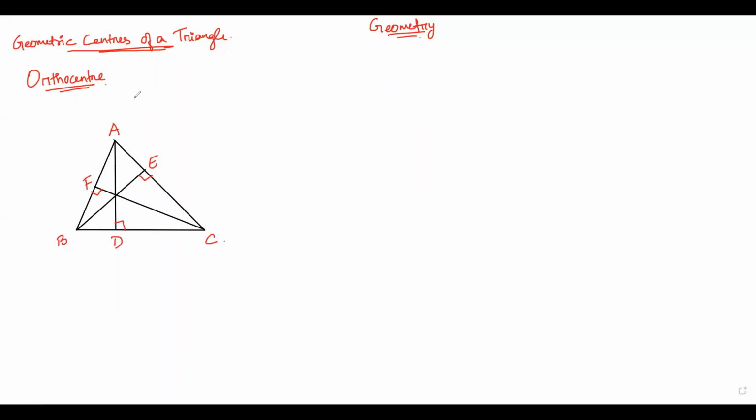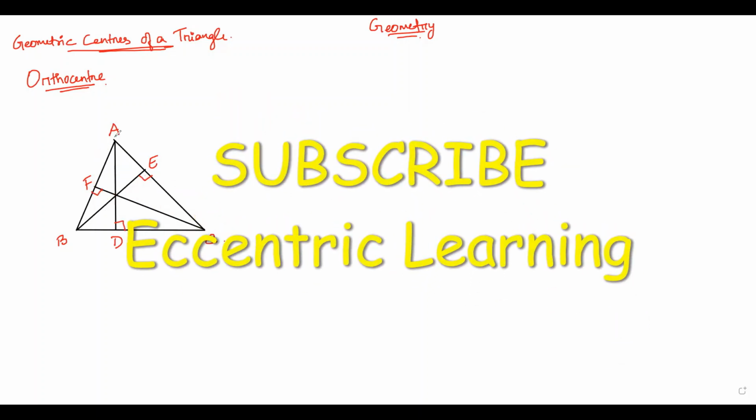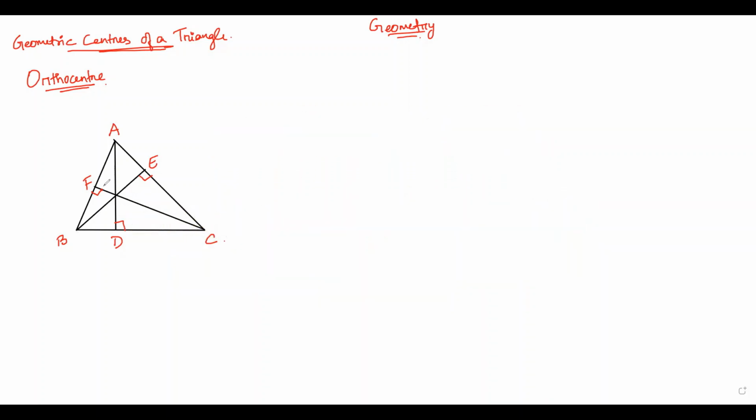Now let us see what is an orthocenter of a triangle. Suppose we have a triangle ABC such that from the vertex A, one perpendicular AD is drawn on the side BC. From the vertex B, the perpendicular BE is drawn on the side AC, and from the vertex C, one perpendicular CF is drawn on the side AB.